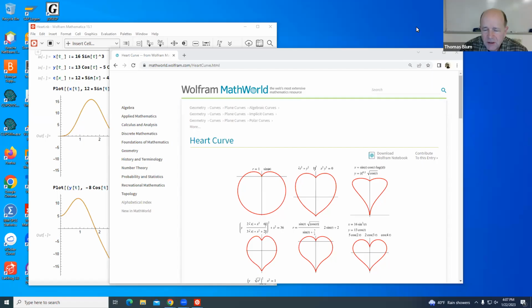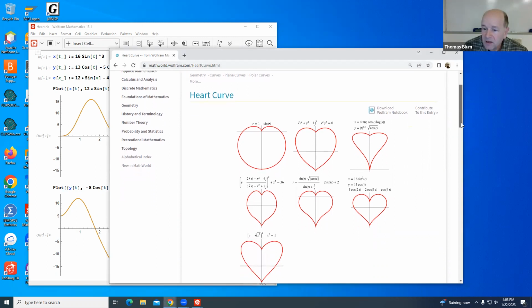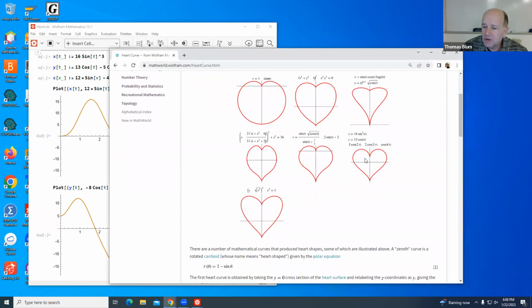In this video, I'd like to look at Mathematica or Wolfram Cloud, a parametric equation, and I chose the heart shape. So first I started by Googling parametric equation heart and got to this Wolfram MathWorld Wolfram.com page. And I decided to go with this shape here.